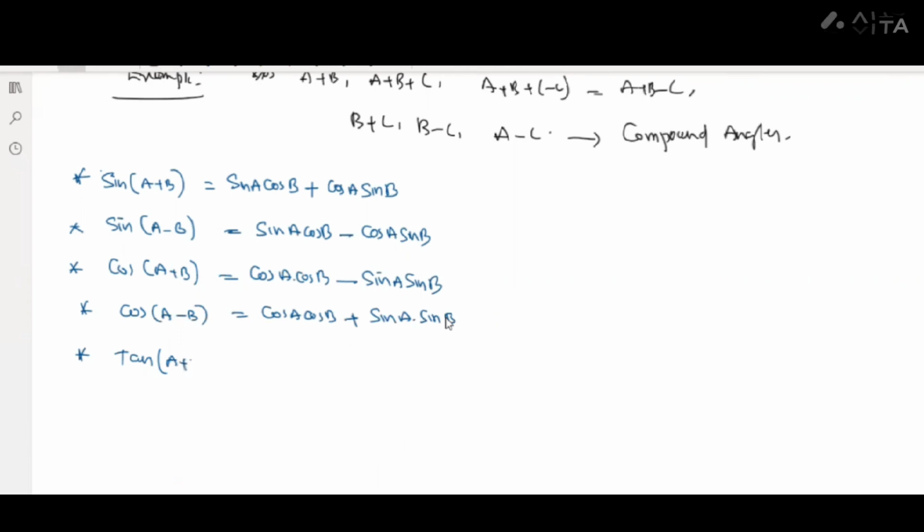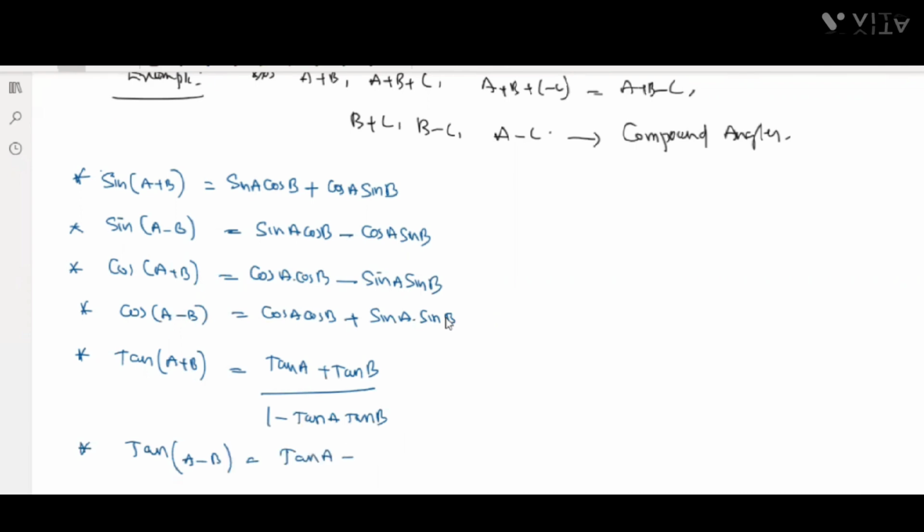So tan(A+B) we can take as tan A plus tan B divided by 1 minus tan A tan B. Next, tan(A−B) we can write as tan A minus tan B divided by 1 plus tan A into tan B. So these are the different formulas.